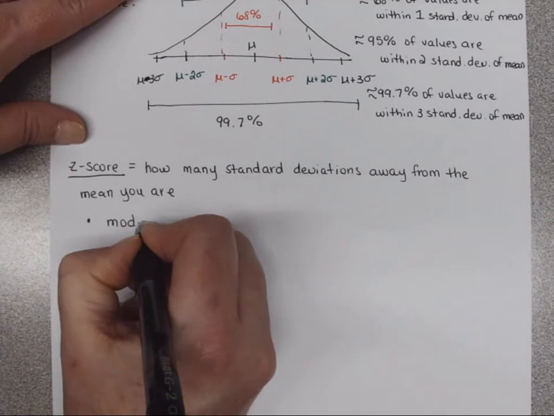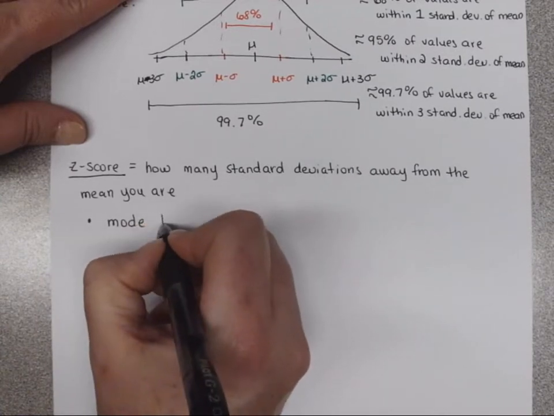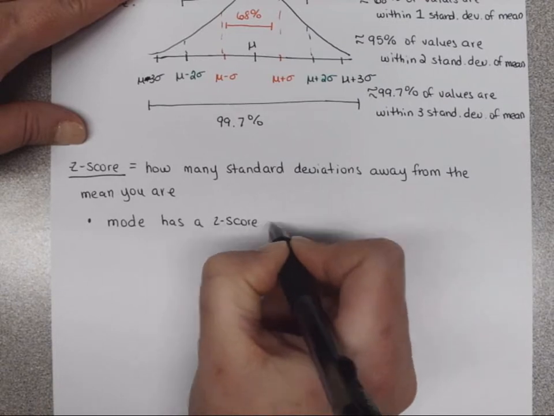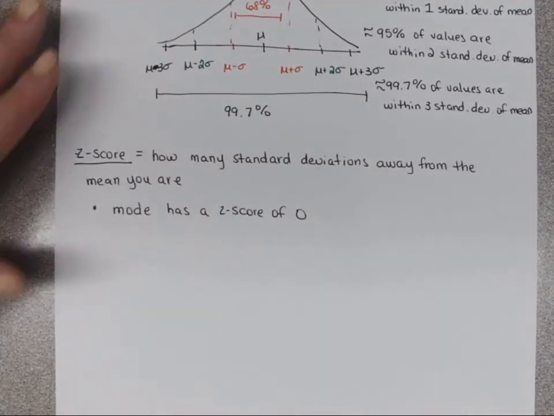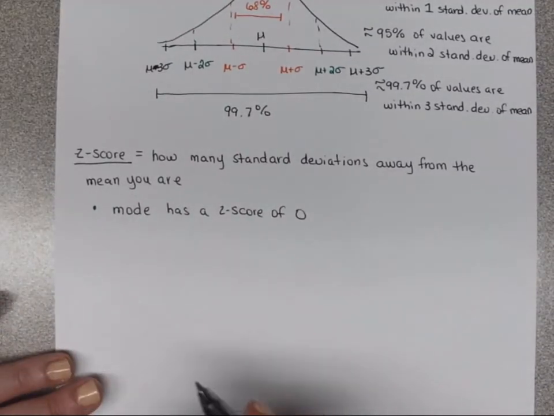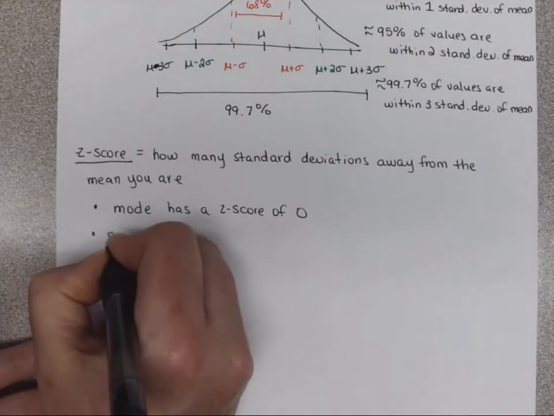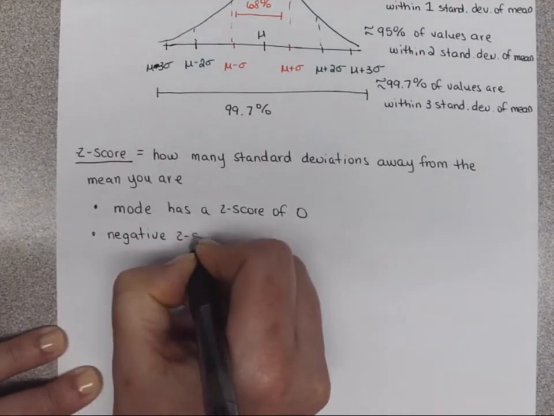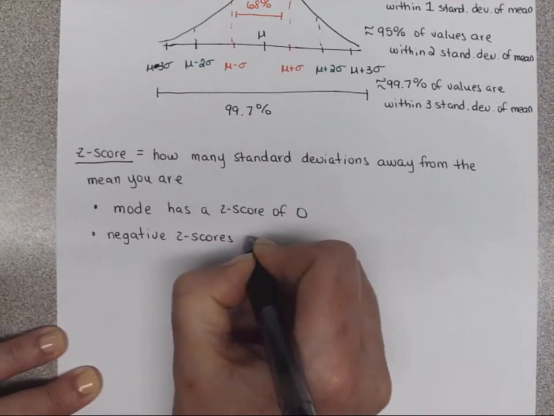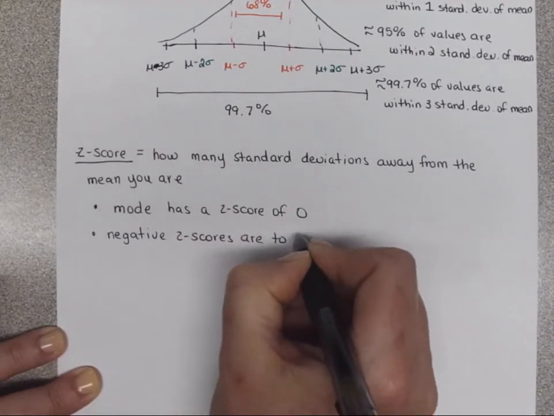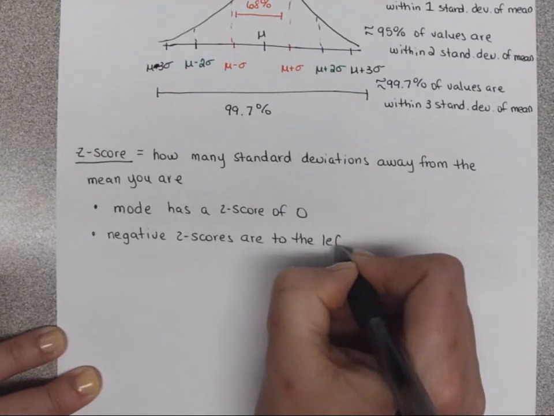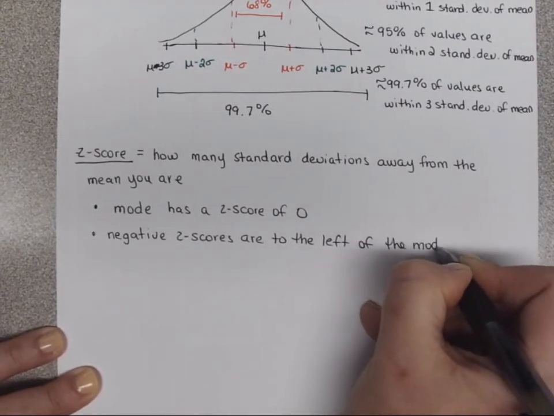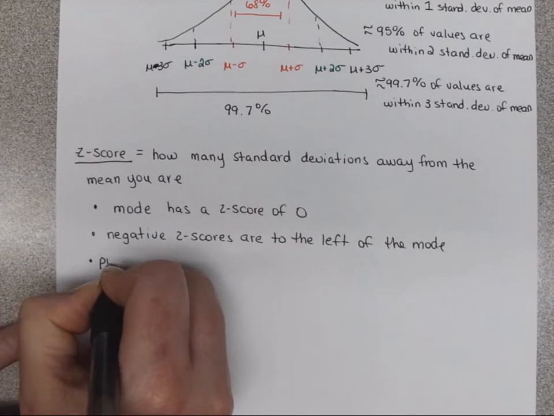All right, so just maybe a little bit more on z-score. The mode has a z-score of 0, because remember the mean, median, and the mode are all the same. They're all in the middle. Negative z-scores are to the left of the mode. In other words, they're less than what we expected. And positive z-scores are to the right.